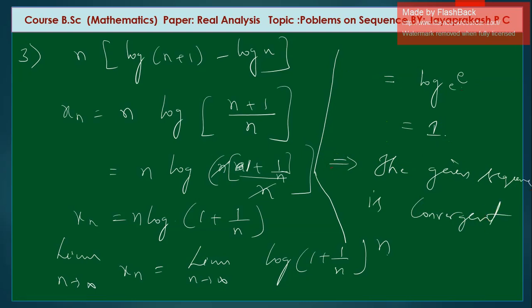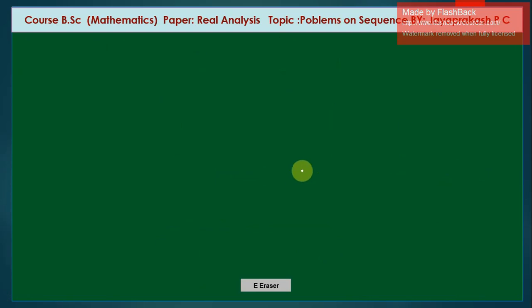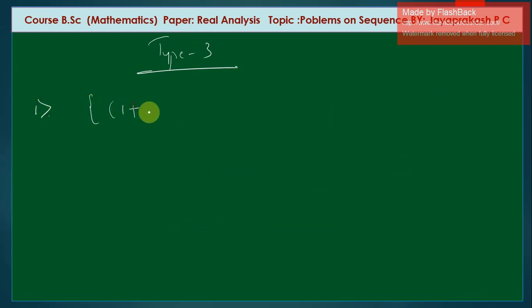Next we come to type 3 problems, that is, oscillatory sequence problems. First one: discuss the behavior of the sequence (1 plus (minus 1) to the power of n). So let's take xn is equal to 1 plus (minus 1) to the power of n. This is the sequence we have taken.